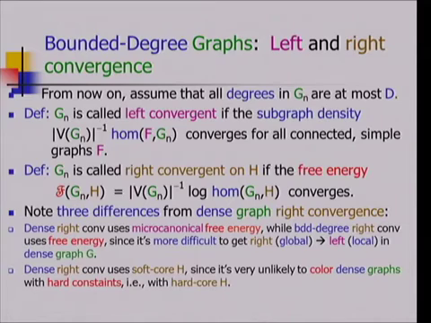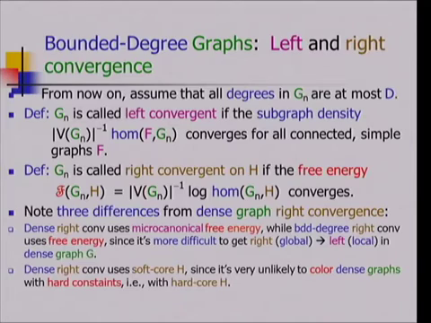For right convergence for dense graphs, we had to restrict to soft core H's. We had to allow any color to be next to any other color. So when you have hard constraints, it's very difficult to color a dense graph. Here we can relax that and talk about any H.